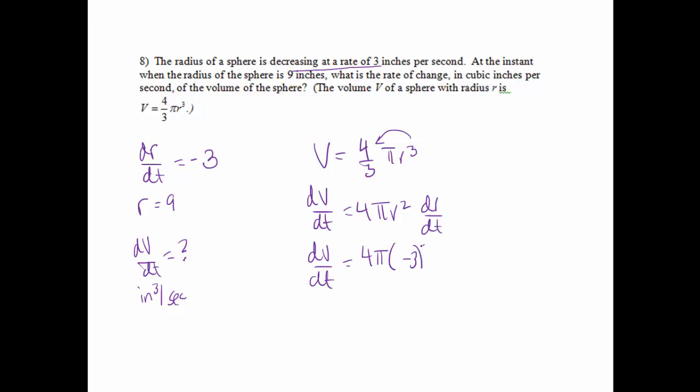So we have dV/dt is equal to 4 pi, and we can leave the pi in there if we want. Whoops, I did something wrong here. This was the radius, 9 squared, and then our dr/dt was -3, sorry about that. Okay, so when we work that out, we will either get -972 pi, or if you worked it out to a decimal, it would be -3053.628, and my units would be inches cubed per second.